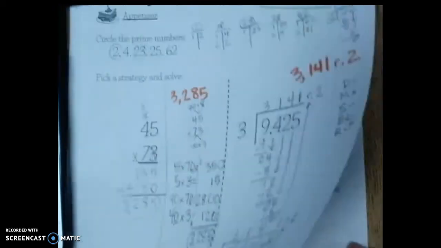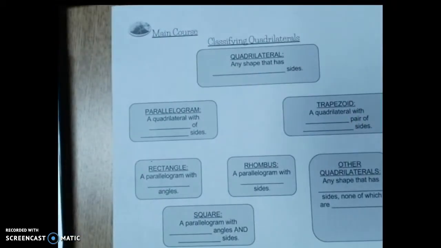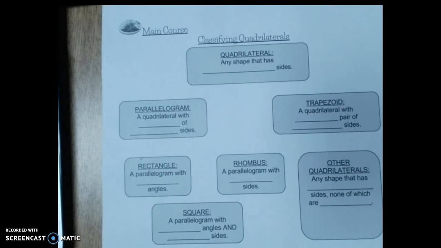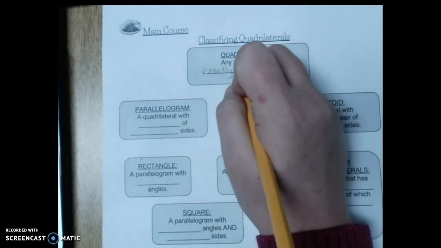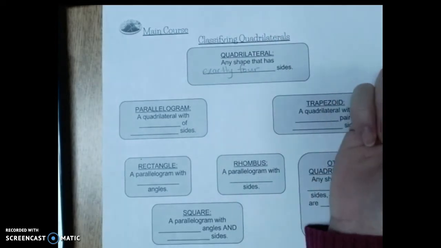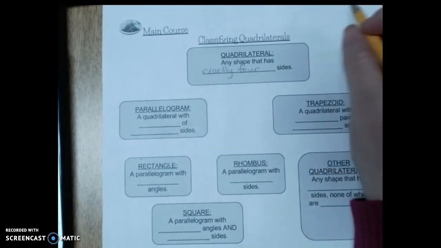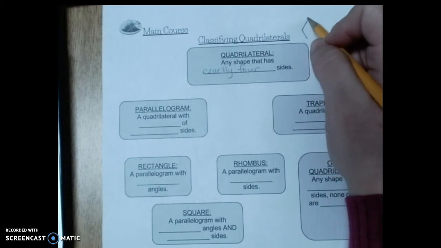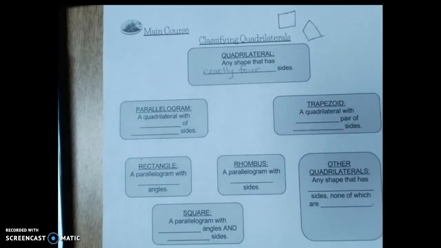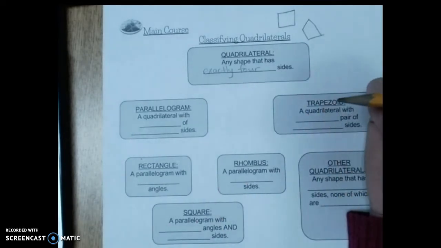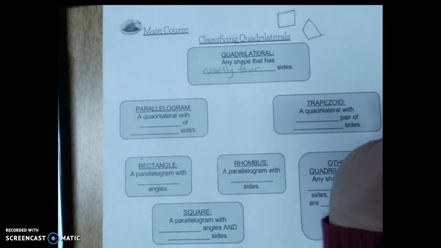All right, now we're going to move on to today's main course. Today, in our main course, we're going to be working on classifying quadrilaterals. Okay, and so the first thing we need to know is that a quadrilateral is any shape that has exactly 4 sides. Okay, so I could come up with lots of quadrilaterals right now that have exactly 4 sides. I could do 1, 2, 3, 4. All of those are quadrilaterals because they have exactly 4 sides. Not 3, not 5, but exactly 4.